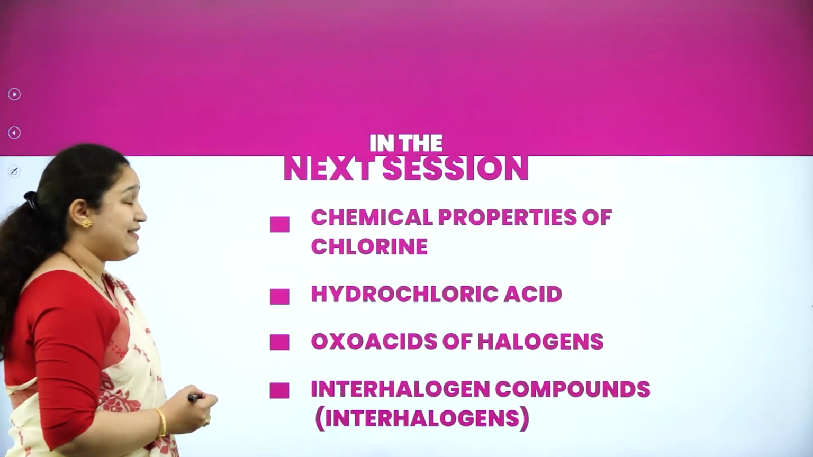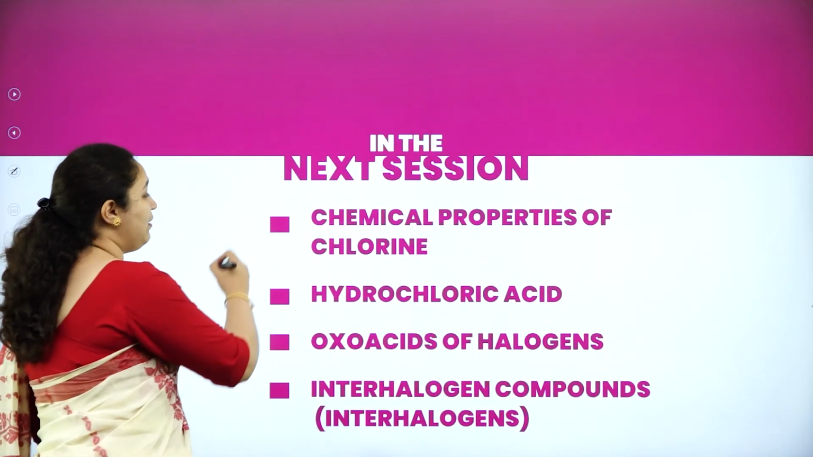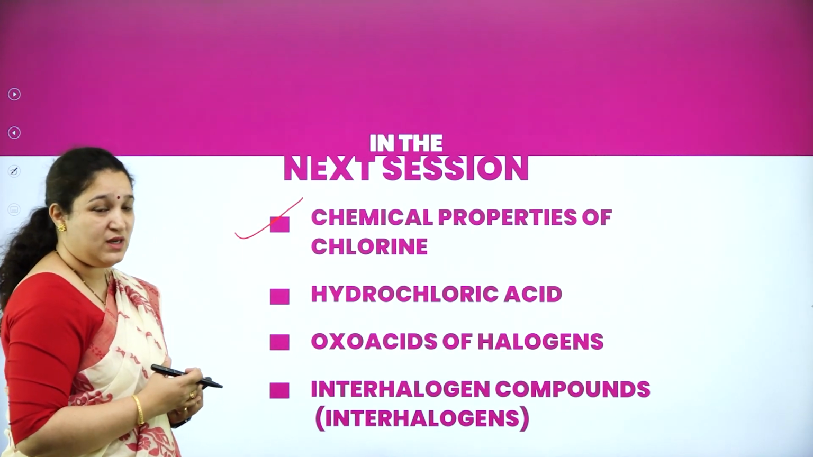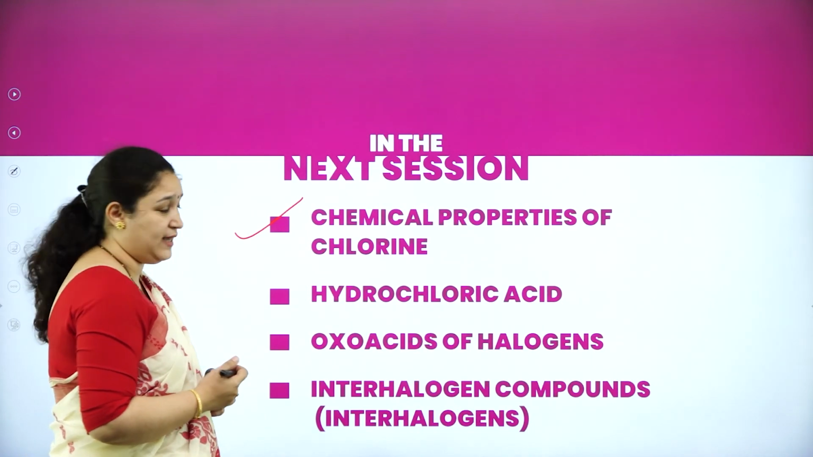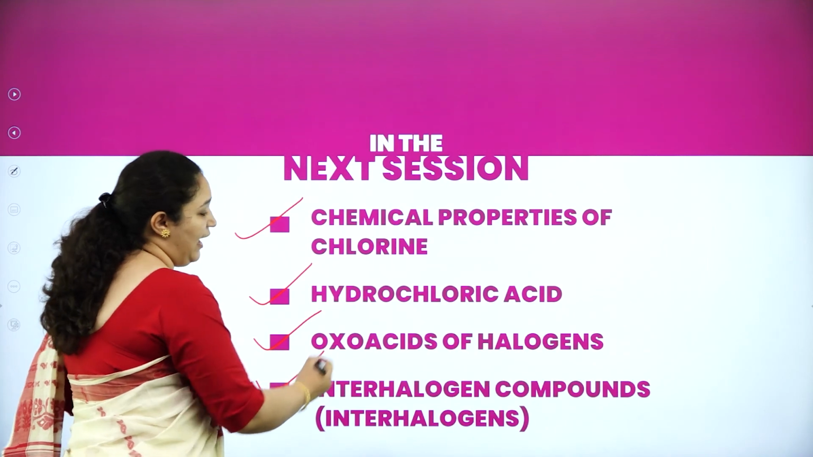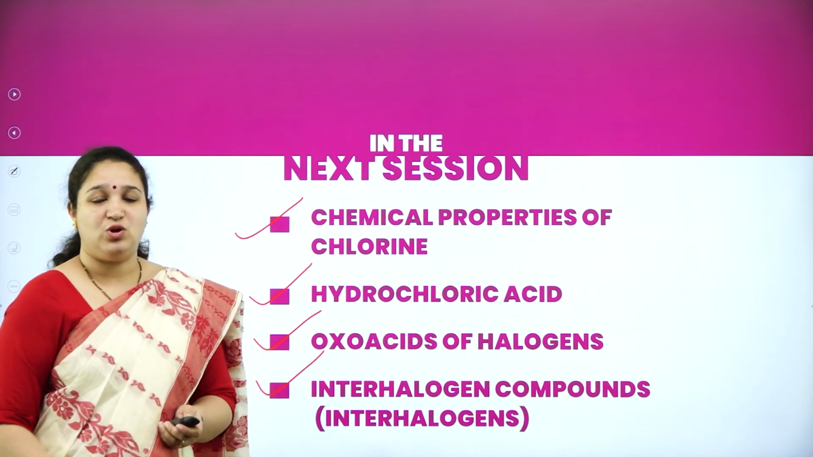Next class we will be learning some more chemical properties of chlorine. We are not done with today. There are some more properties which we need to learn in the next class. Then we have hydrochloric acid, oxo acids of halogen, and we learn about interhalogen compounds.